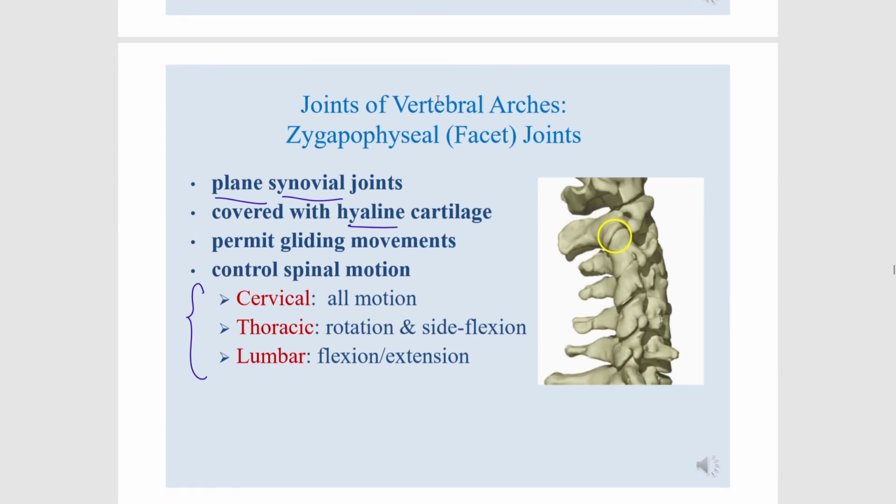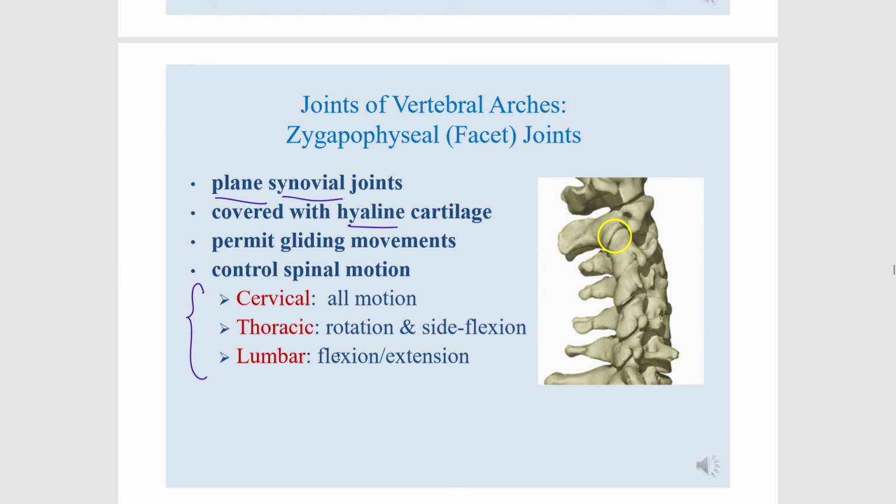The joint of the vertebral arches is also called the facet joint, which lies between every vertebral arch. This joint is a kind of plane synovial joint covered with hyaline cartilage, as you can see here, and its function is to permit gliding movement and control spinal motion, of course.